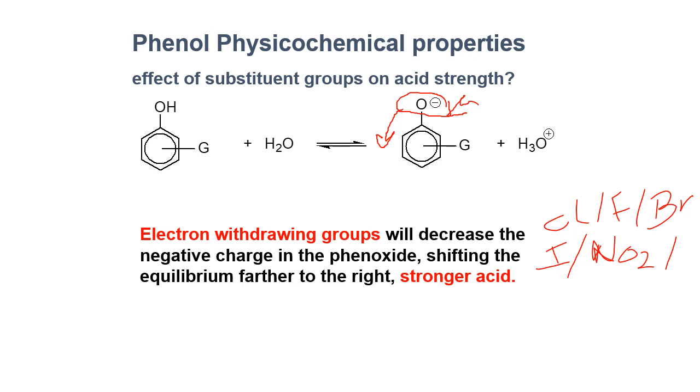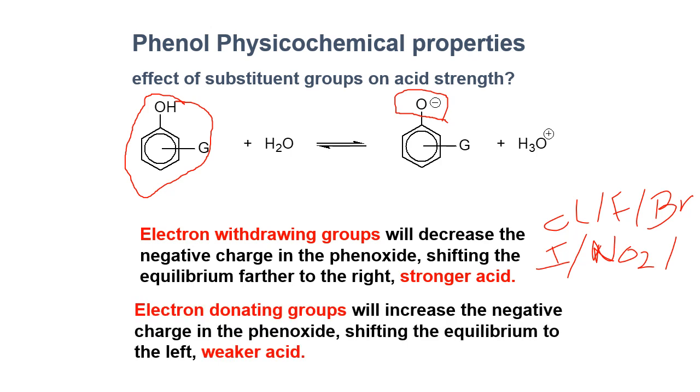So what do electron withdrawing groups do? They will reduce this negative charge, and they even make this phenoxide more stable. So they will decrease the negative charge on the phenoxide and this will make the phenoxide more stable. What does this mean? It means that the OH of the phenol becomes easier to lose its hydrogen or proton. So what that means is that your phenol becomes more acidic when you have electron withdrawing groups.